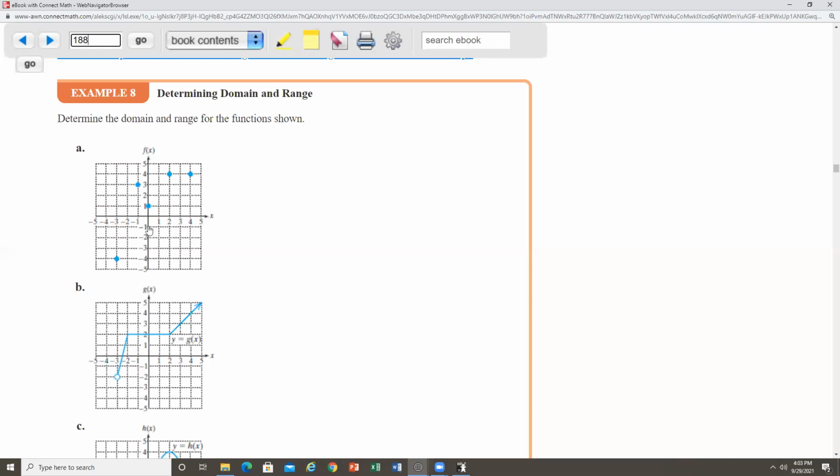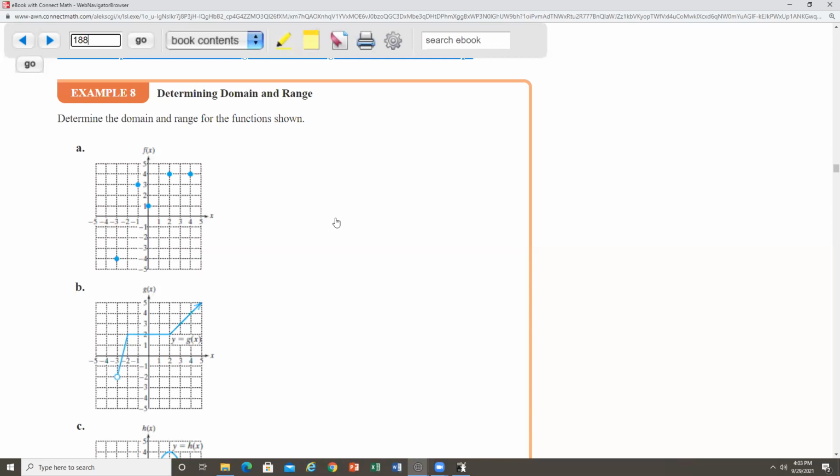What would be the domain of this function, ladies and gentlemen? What are all the x coordinates that would be in my domain? -3, -1, 0, 2, and 4. Yes, -3, -1, because this point has its x coordinate as -1. 0 would be in our domain. This point has 0 for its x coordinate. 2 would be in the domain. 4 would be in the domain.